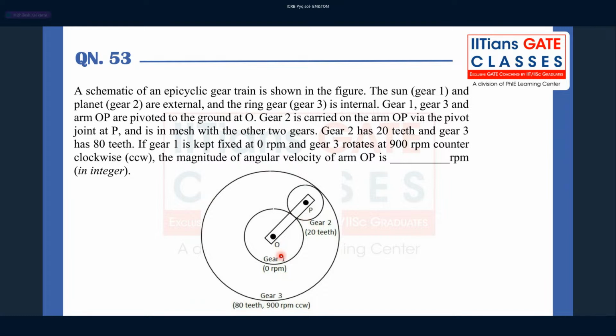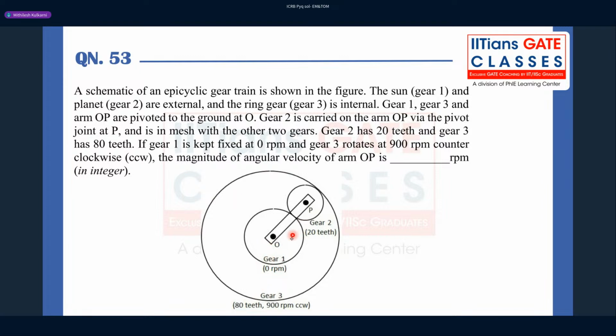Gear 1, gear 3, and arm OP are pivoted at O. So this particular gear and arm is pivoted here. The gear 2 is carried by the arm OP via the pivot at point P. And it is enmeshed with both the internal as well as the external gear. Gear 2 has 20 teeth. Gear 3 has 80 teeth. Gear 1, they have not given how many teeth are there.